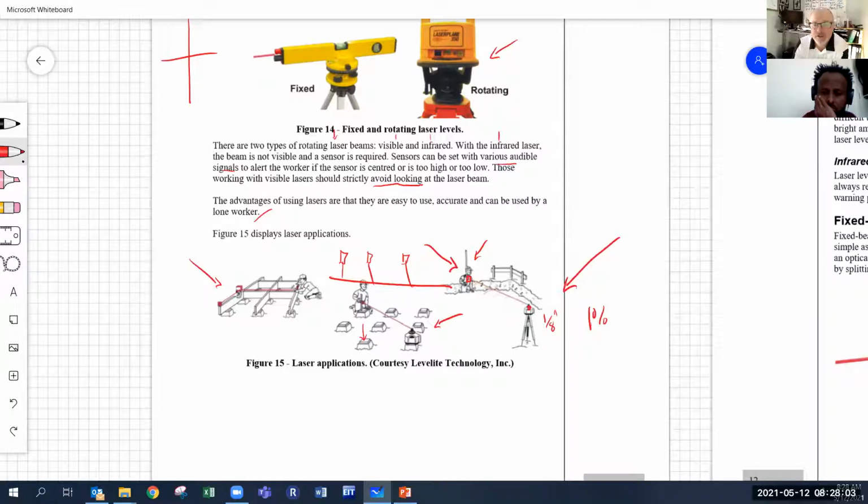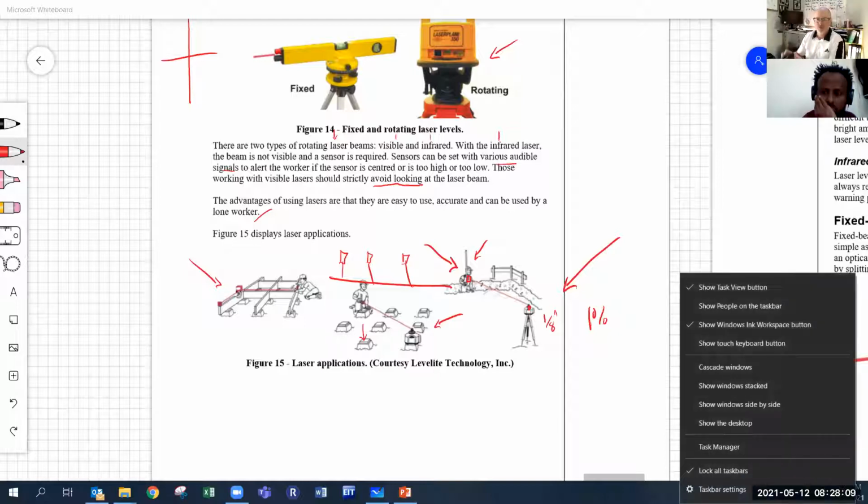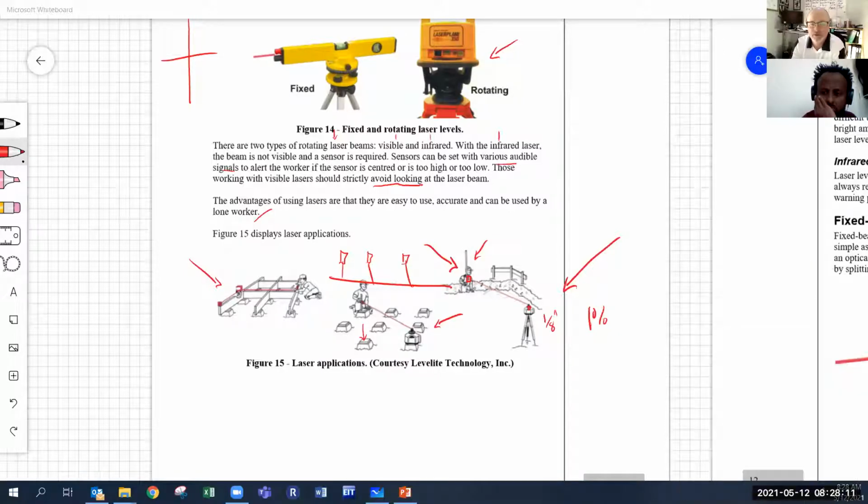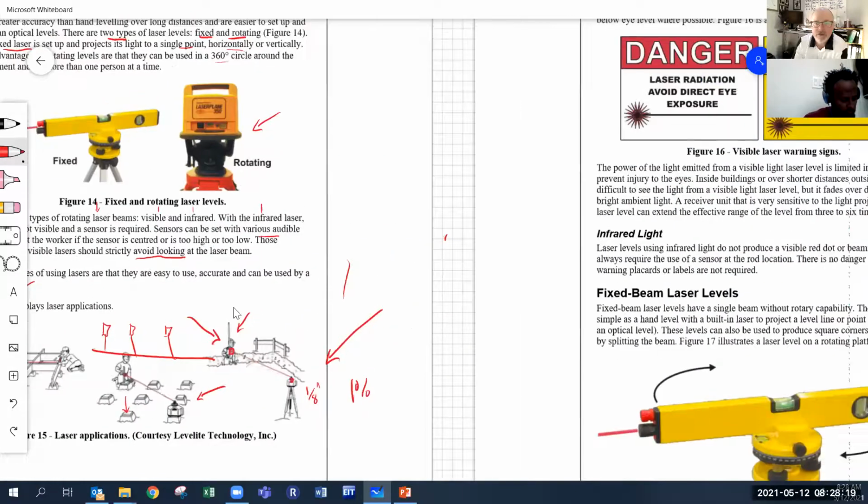Where's my mouse here? I think my mouse is broken. Okay, and there it is.